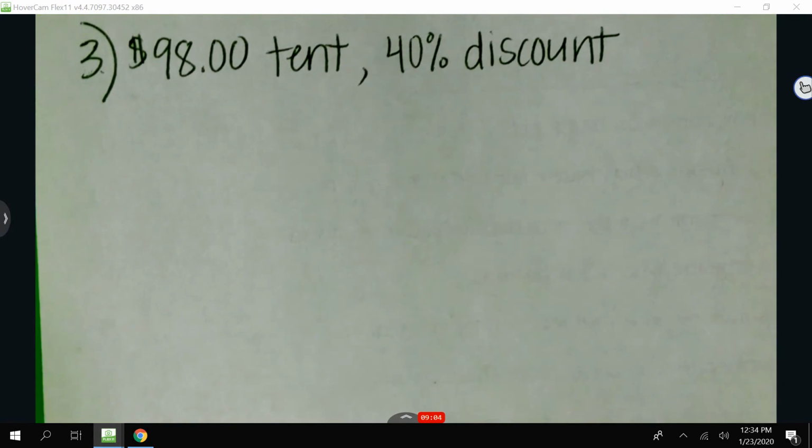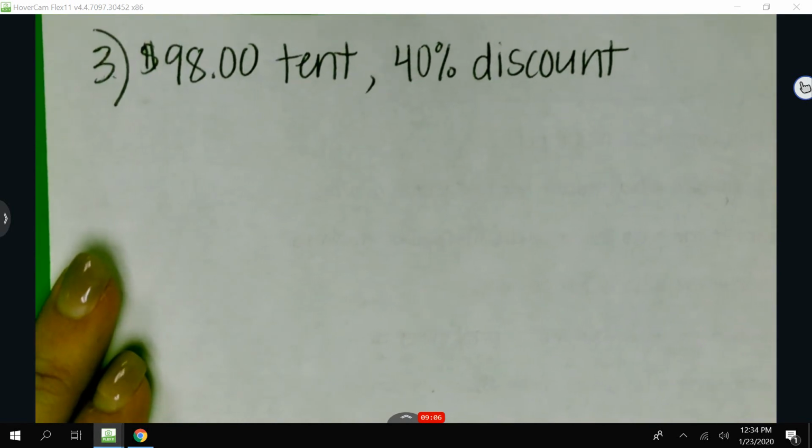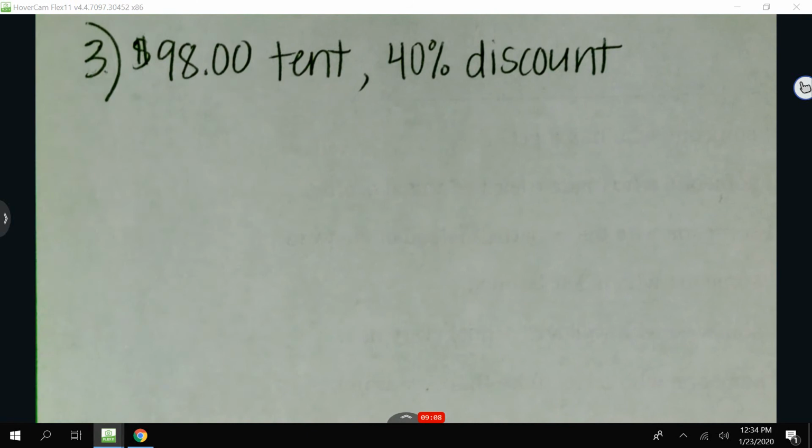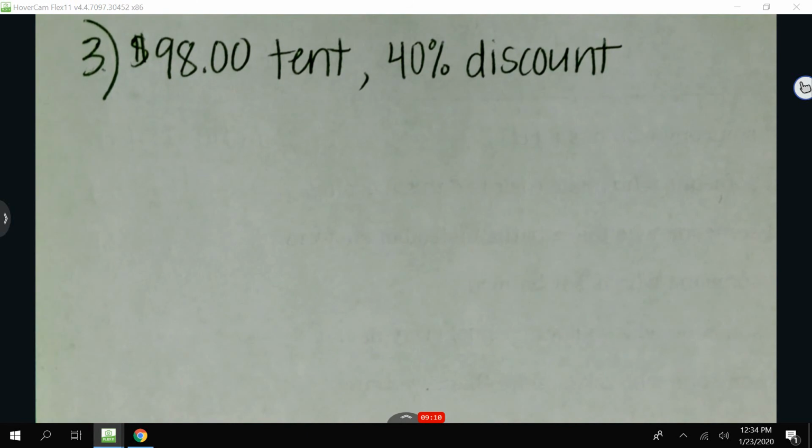And let's think about this logically. If I go to the store and I buy a $98 tent and it's on sale, is that exactly what I'm going to be owed, or what I'm going to be charged? It's going to be like 98. Isn't there a tax? There is always a tax, right? So we're going to add that in there.